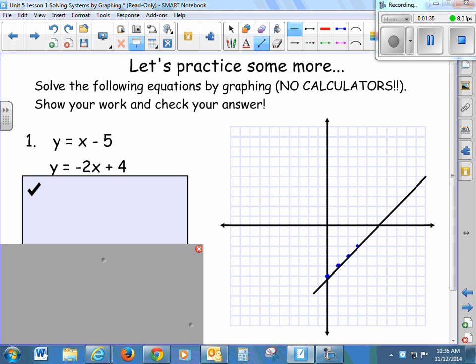Let's go ahead and make that line a little bit straighter. So there's your line y is equal to x minus 5. And then you have the equation y is equal to negative 2x plus 4. You want to start at 4 on the y-axis, and then use your slope of negative 2 to continue the line. You should already see where they're crossing over each other. Let's go ahead and draw the line.